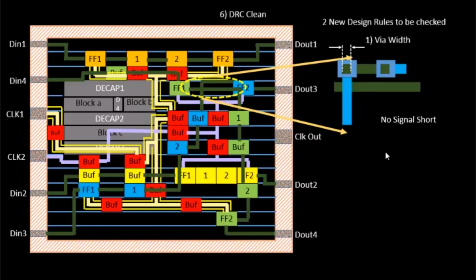One is the via width. You need to connect the bottom metal layer to the top metal layer, and you will be doing that with the help of a via. It's like a screw that you use to connect two different things. Okay, so this is the via, and the rule specifies that the via width should be some minimum value. It can't go below this, but it can be more than this.